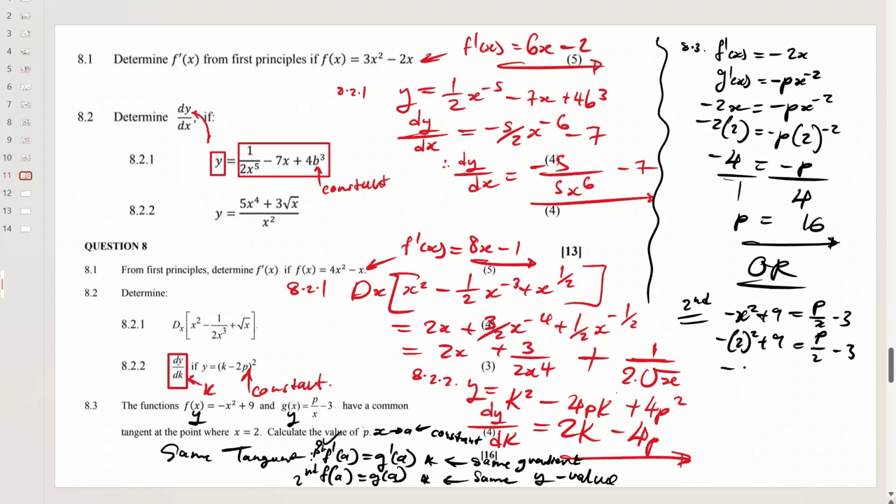This will give you negative 4 plus, I think that's 5. Is it 5? So you have minus 4, guys, plus 9, and then 4 plus 9 will give you just 3, right? So is it 3? No, it is 5. It is 5. So this will give you 5, guys. I was correct. I don't know what's happening now. 5 into p over 2, and then minus 3.